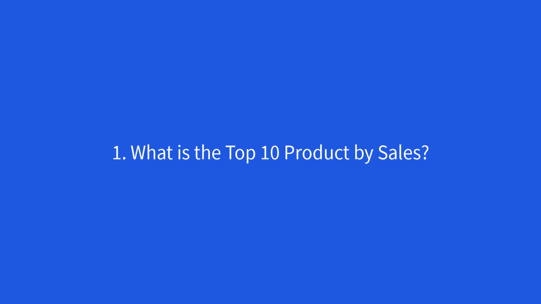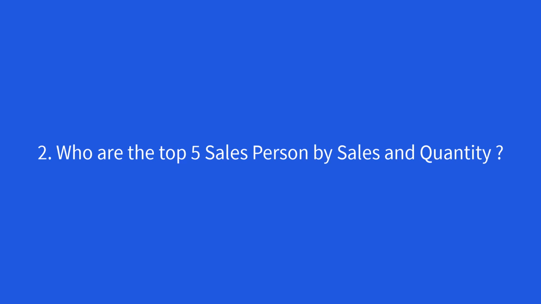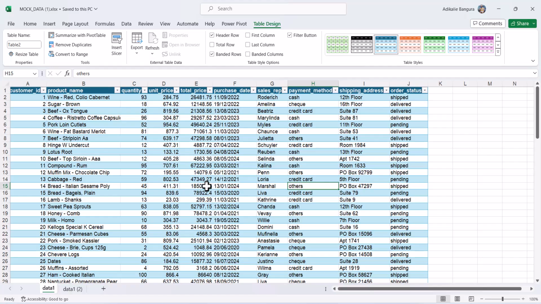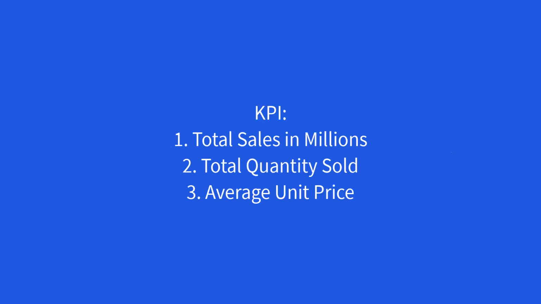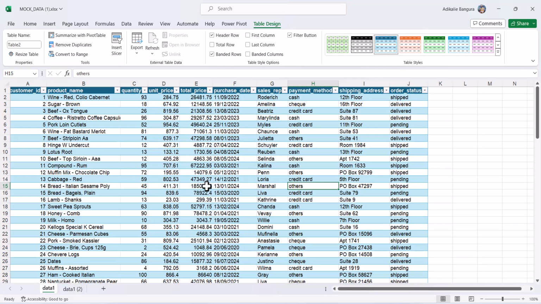The next is management wants to see the top 5 salespersons by sales and products. And the third question is management wants to understand the status of the delivery services. What's the status? How is it happening? And lastly, we also need to understand the key performance indicators here, like total sales made. We also want to see total quantity sold, and also what is the average unit price. So let's dive right in and see how we can achieve all of this.